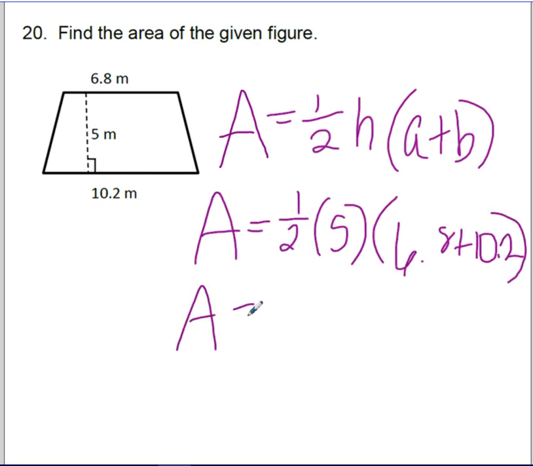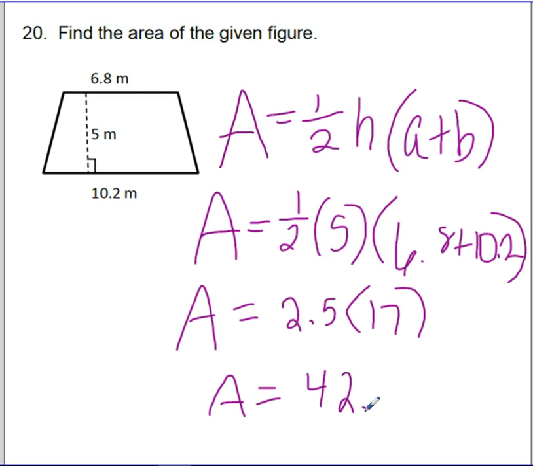So the area: 1/2 of 5 would be 2.5. And when we add 6.8 plus 10.2, we get 17. And so the area, when we multiply the 2.5 times our 17, gives us 42.5. Don't forget your units of meters. And area means it's square units. So 42.5 square meters for our area.